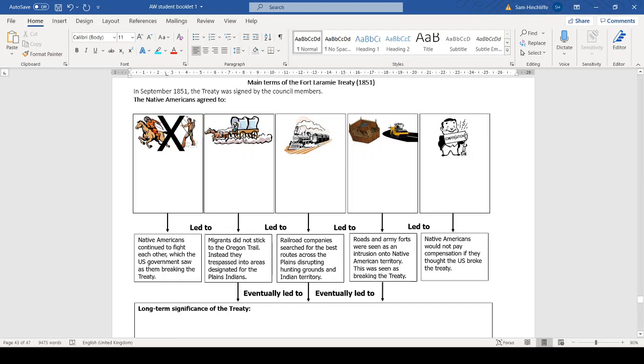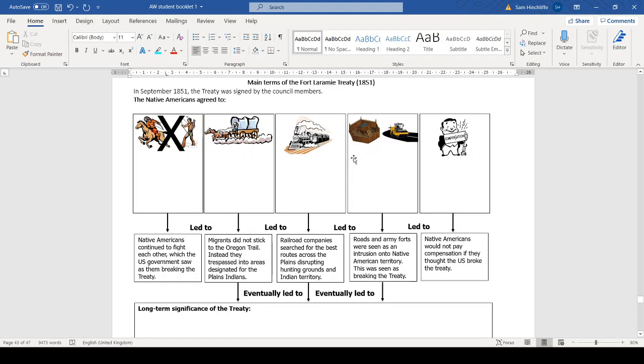The Native Americans had to allow migrants to cross, so they weren't allowed to attack any migrants as well. Again, that's a problem, because these migrants going over with their huge wagons and their oxen were putting pressure on the grass and putting pressure on the buffalo hunting grounds as well. And what you found as well is sometimes migrants didn't always stick to the Oregon Trail, and they would actually go into areas designated for the Native Americans, and again, this caused problems.